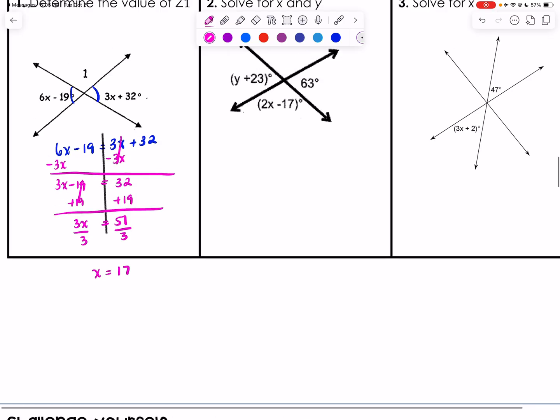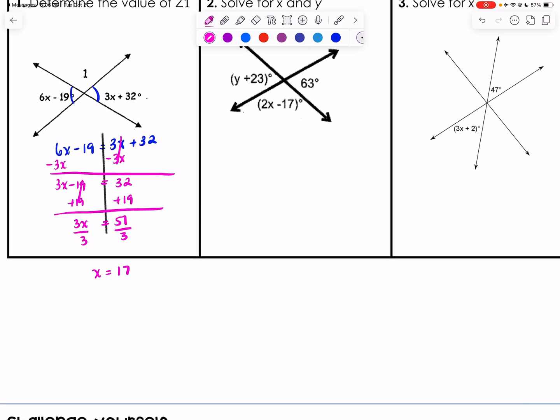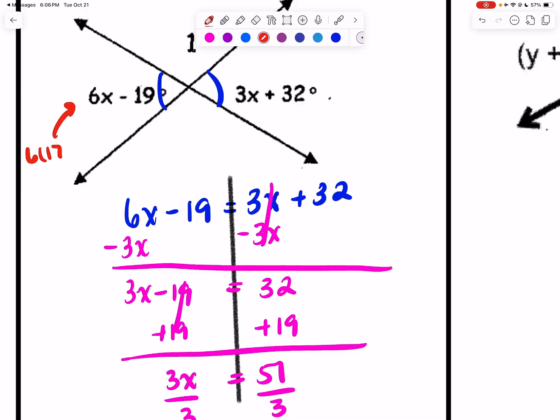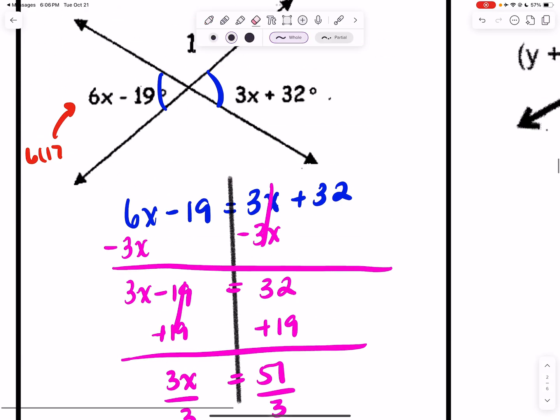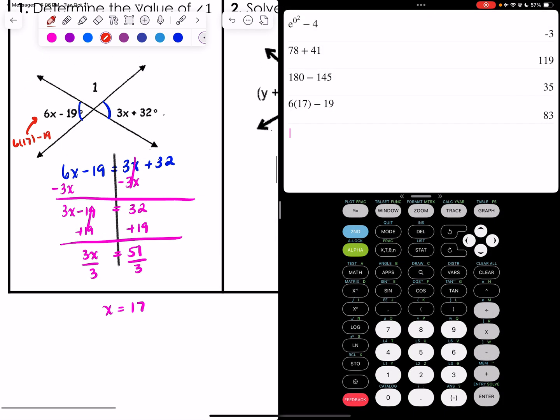Now the one thing you guys are forgetting to do is reading the question. You guys know how to solve for x. The question isn't asking us to solve for x. It's asking us to find the value of angle 1. So if I want to find the value of angle 1, I have to plug back in. So if I plug into my 6x minus 19, I do 6 times 17 minus 19. Let's type that into our calculator and see what we get. And I get 83 degrees.